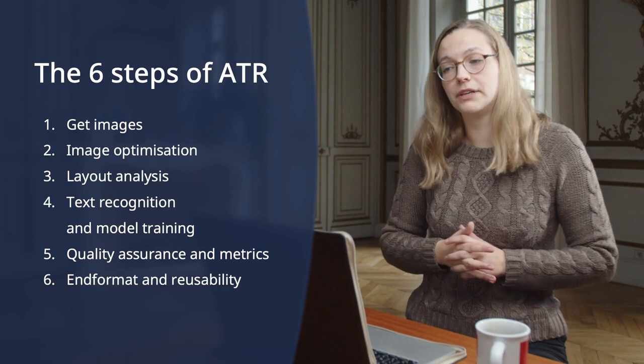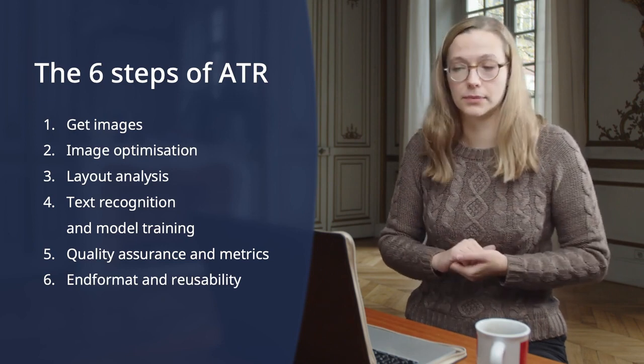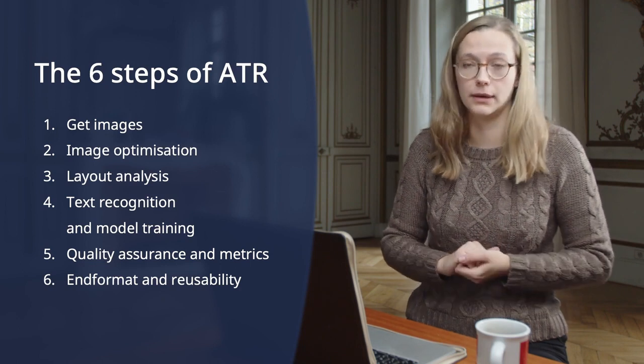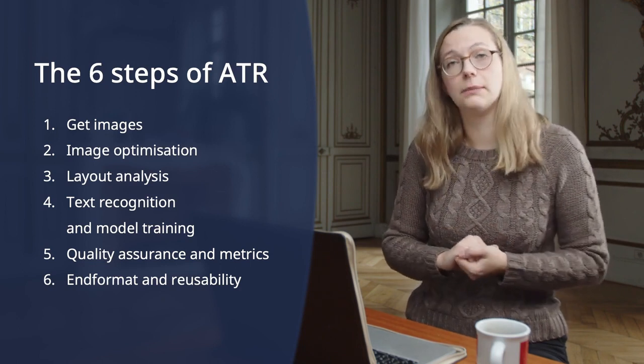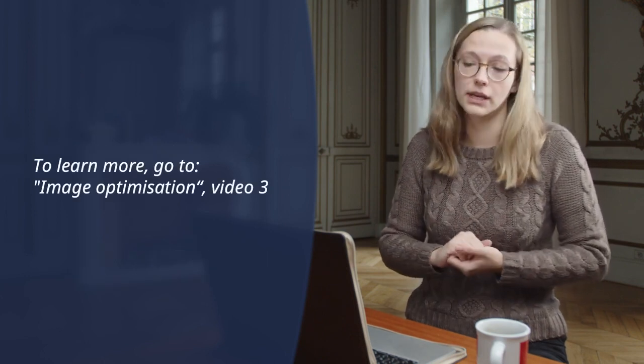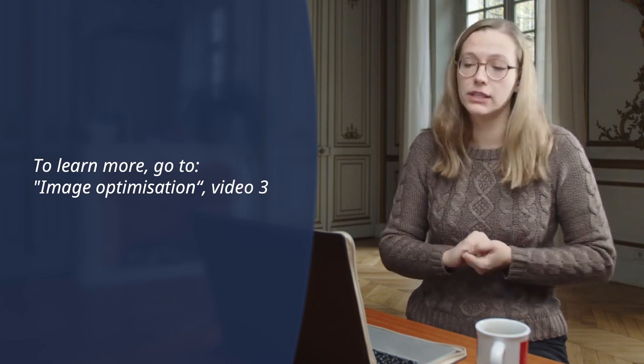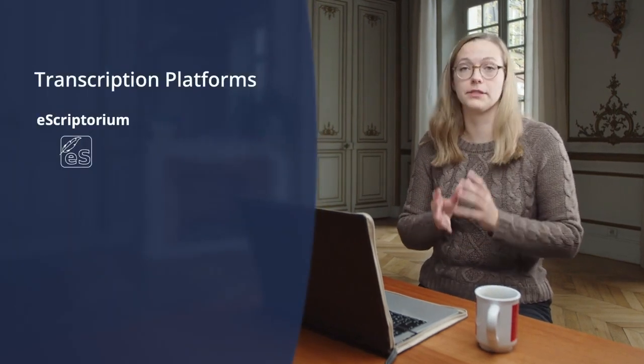You start by preparing the scan images of your corpus. The first step is to get images of the text you want to transcribe. The second step is image optimization. To find out more about the required image quality and preparation prior to uploading, please refer to the video on this subject. When your images are ready, you upload them onto a transcription platform.